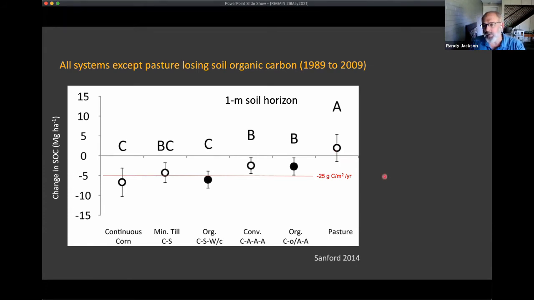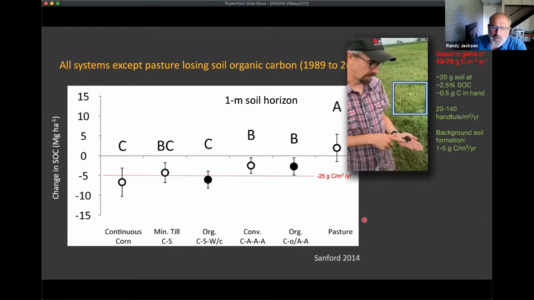Now, what's important is that this is across the entire 1 meter depth. If we had only looked at the surface soils, pastures would have been gaining a lot of carbon. I could dig down and give you the data on that, but they'd be gaining a lot. And some of these other systems also would have been gaining carbon, because some of them did gain carbon in the surface horizons. But when we look across the entire depth, they certainly were losing. So again, I've come back to this just for context.